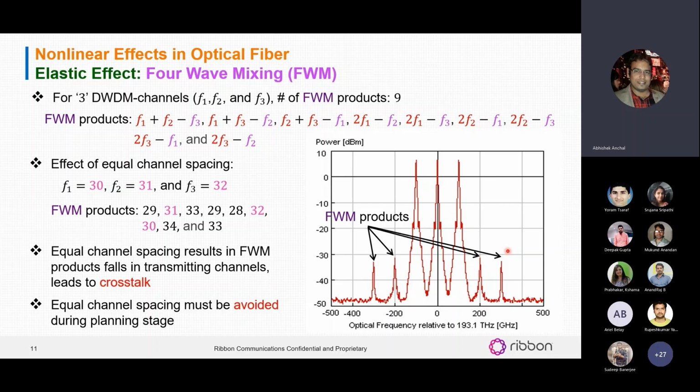It's not possible. But what is possible is to monitor the pump, monitor the transmission power, and we can see how the OSNR is degrading when you have multiple channels. And that's the test we do in our lab as well.